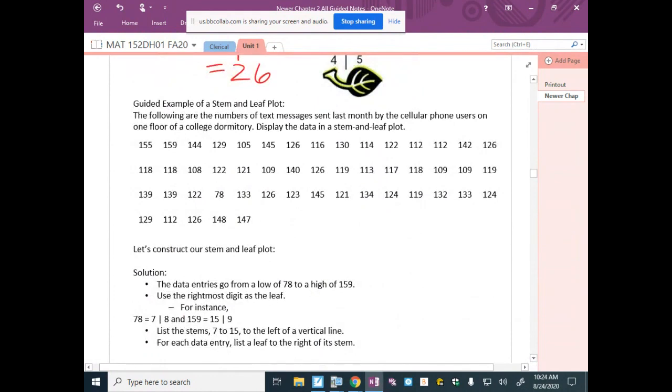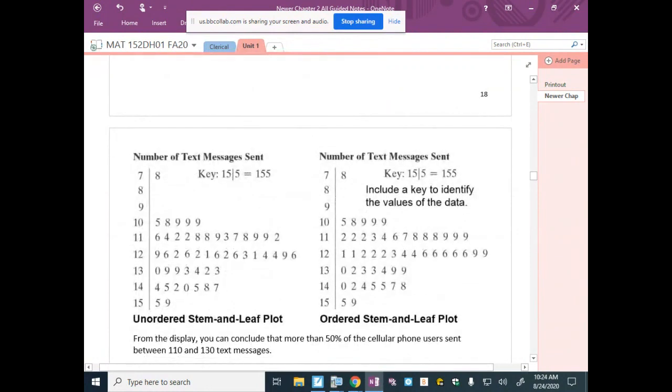So the following are numbers of text messages sent by cell phone users from a college dorm. Display the data in a stem and leaf plot. So we would use the rightmost digit as the leaf. And so for instance, 78 would be 7|8.